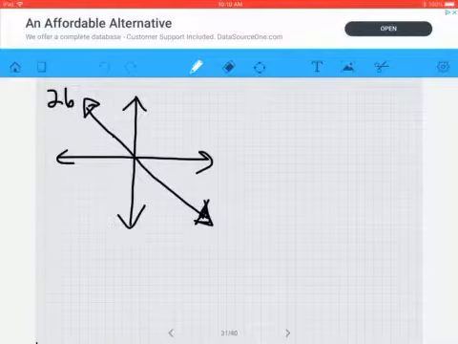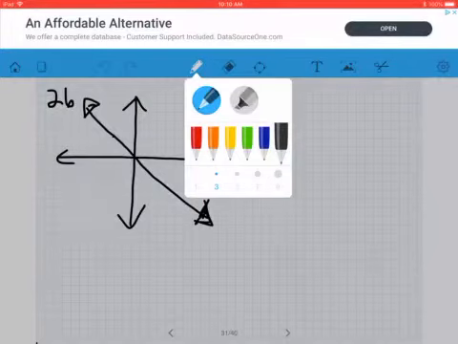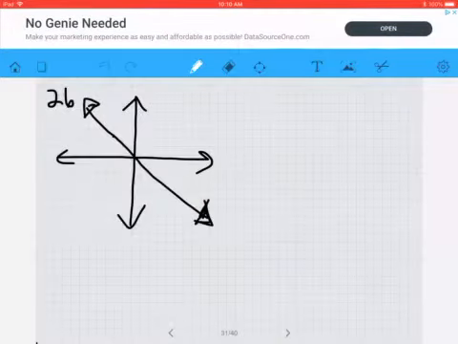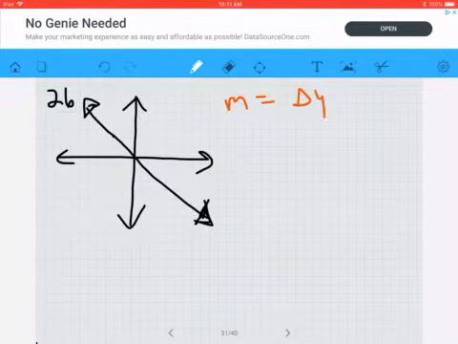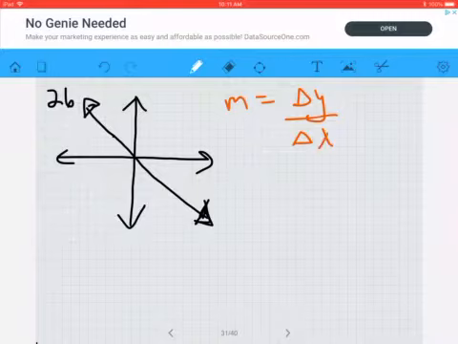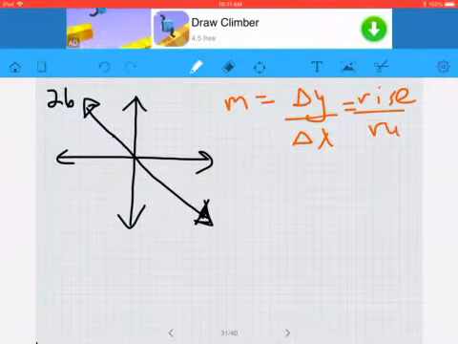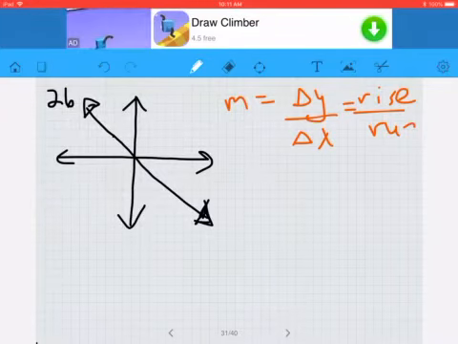We are on question number 26, which, if you remember from Friday at the end of last week, is very similar to number 25. Let's go with orange here. We're finding the slope of each line, remembering that slope is represented by m, and it's the change in y over the change in x, or as we most commonly refer to it, the rise over the run. So let's get the rise over the run here.